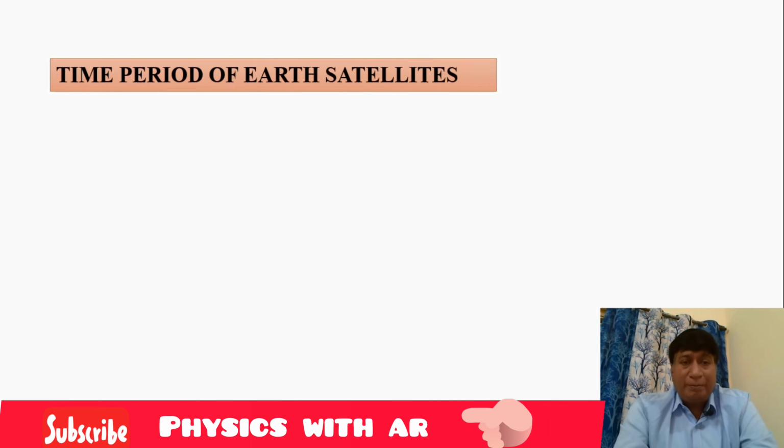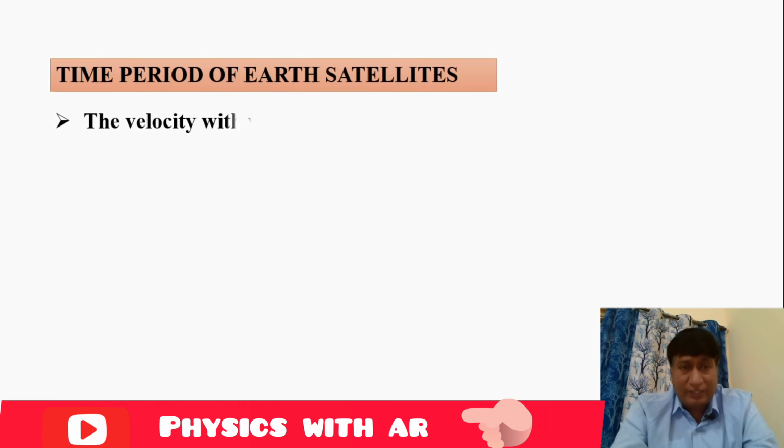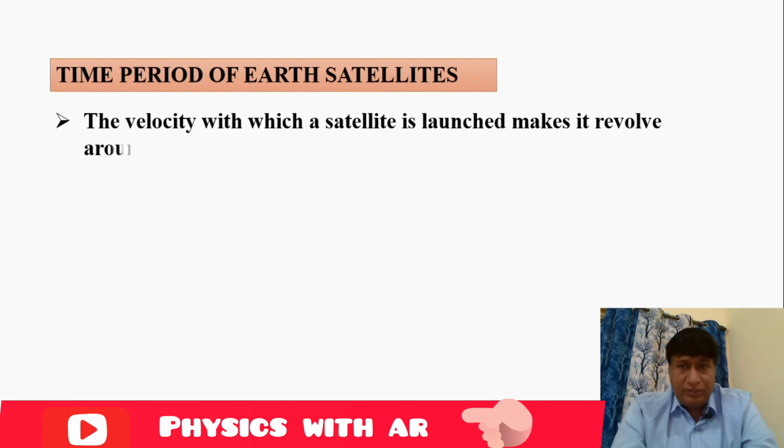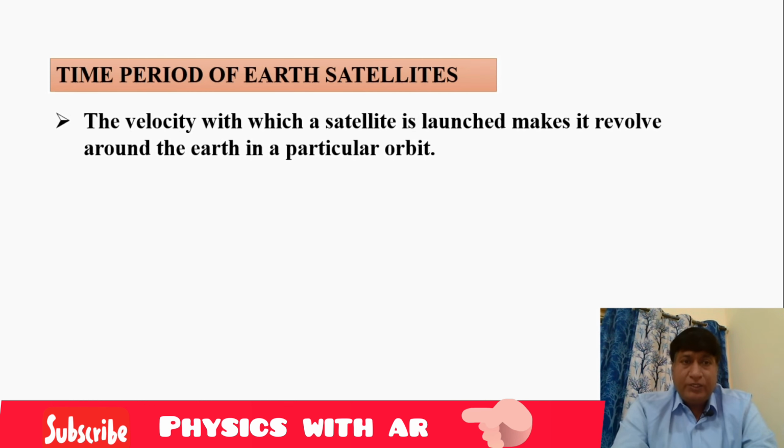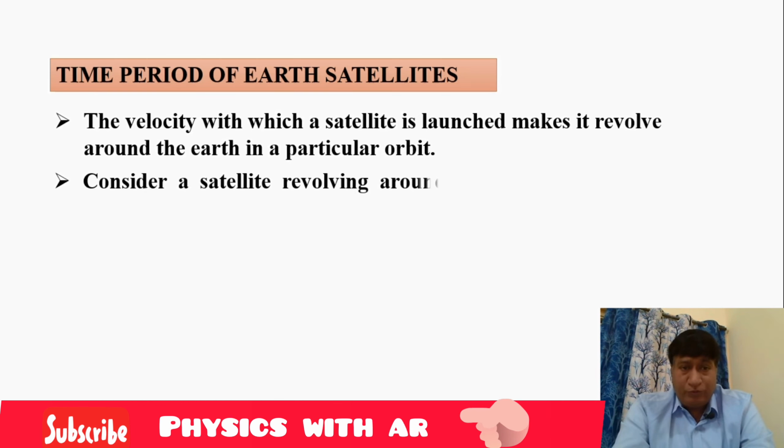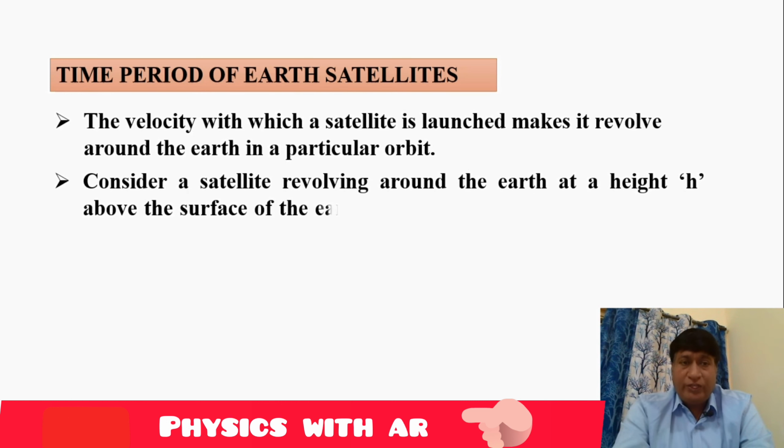What is the time period of an Earth satellite? How much time will it take? For this, we can do a little bit of calculation, based on what we know from previous knowledge. The velocity with which the satellite is launched makes it revolve around the Earth in a particular orbit. Whenever it is moving in a particular orbit, what can we consider?